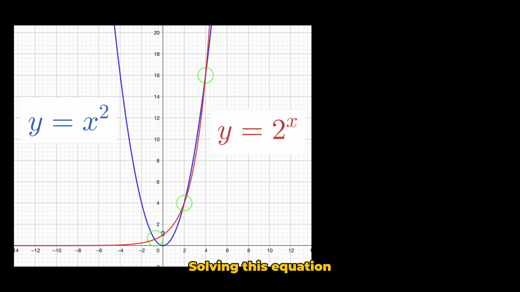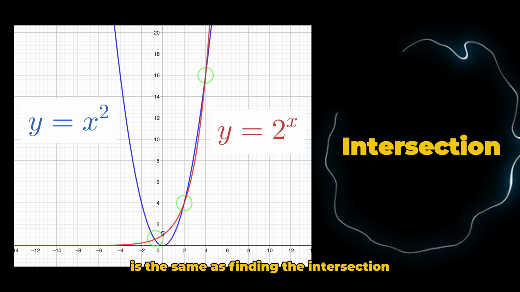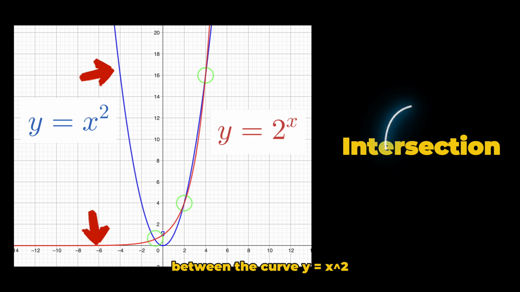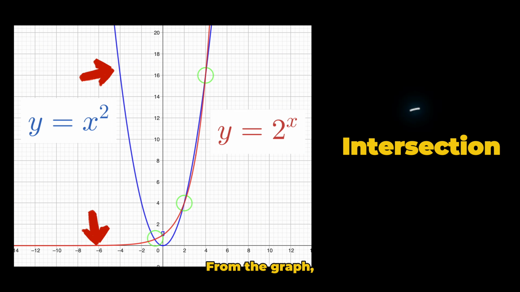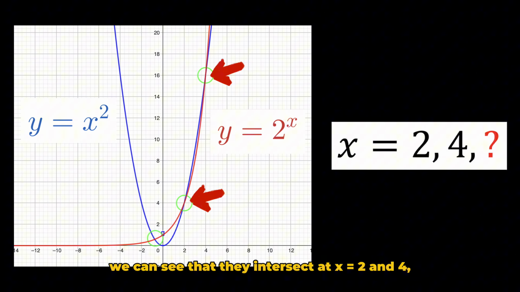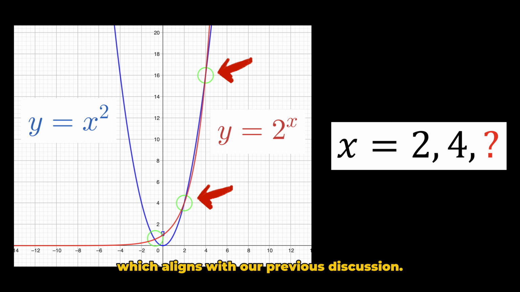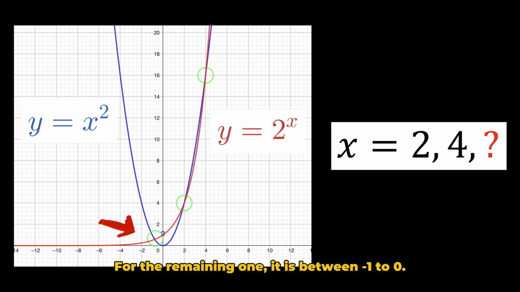Solving this equation is the same as finding the intersection between the curve y equals x squared and y equals 2 to the power x. From the graph, we can see that they intersect at x equals 2 and 4, which aligns with our previous discussion. For the remaining one, it is between -1 to 0.